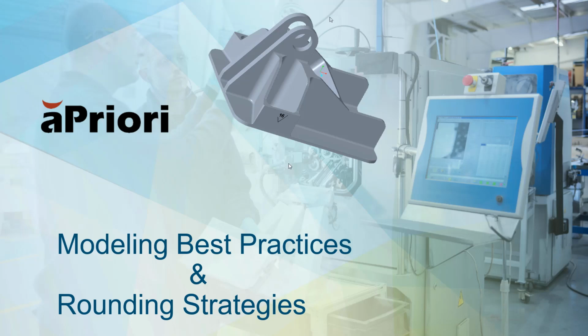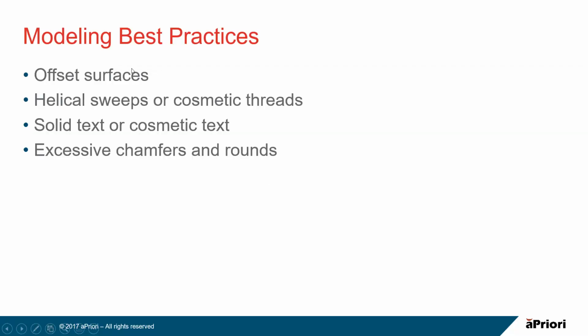This is a two-part video series that's going to help users of aPriori and CAD systems to achieve best modeling practices and also best rounding strategies. A little more detail on the modeling practices. We'll look at offset surfaces and when to use them and when not to, and that's more for pocket floors and lofted surfaces. Helical sweeps versus cosmetic threads, solid text versus cosmetic text, and then excessive chamfering on parts.